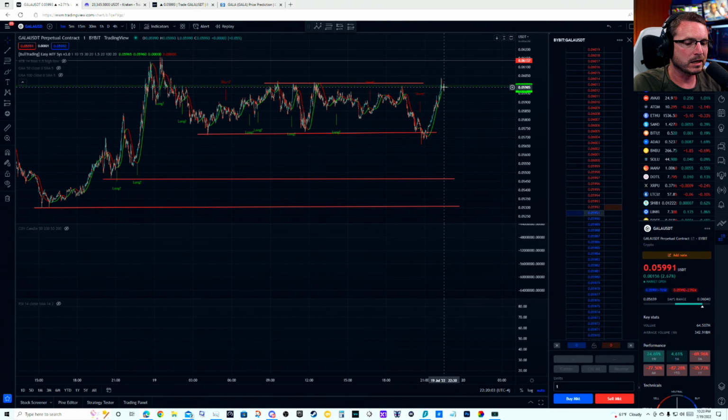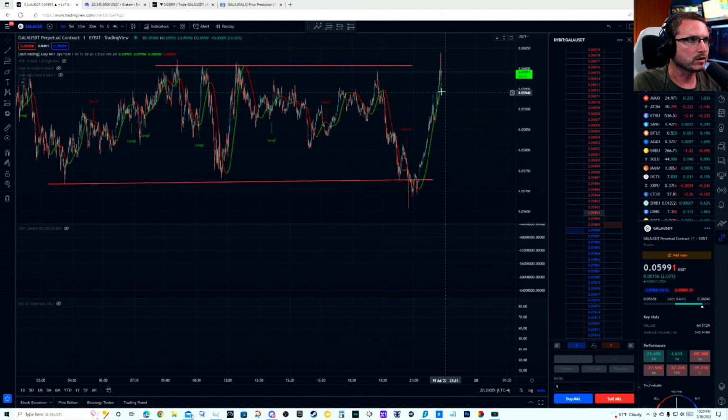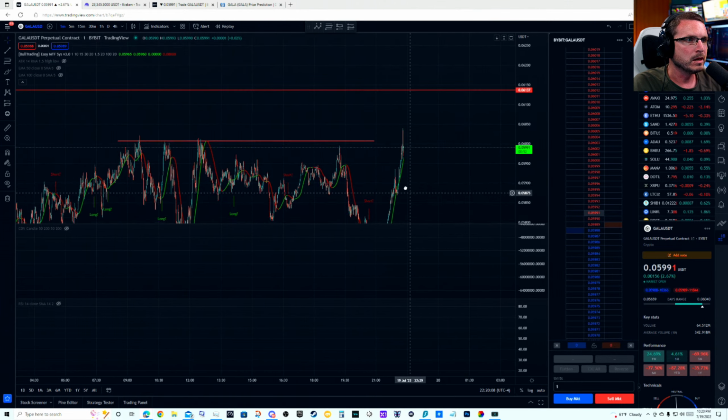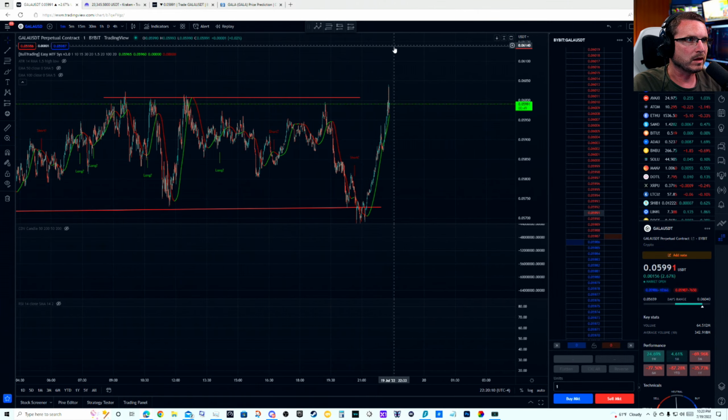So what I mean by that is, let me actually show you what it'll do here. So what it'll do is it'll go up. It'll likely hit this. Let's say it can go one of two ways. It'll either reject it, meaning it'll come back down.